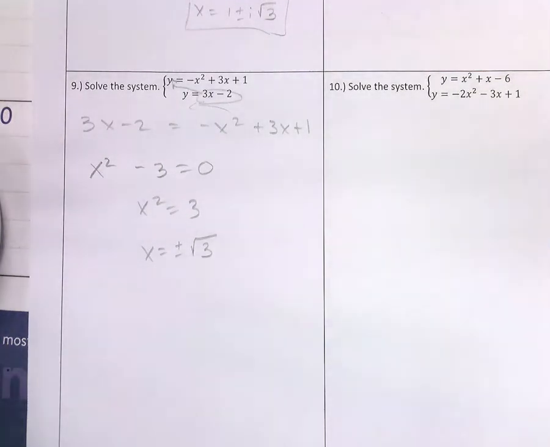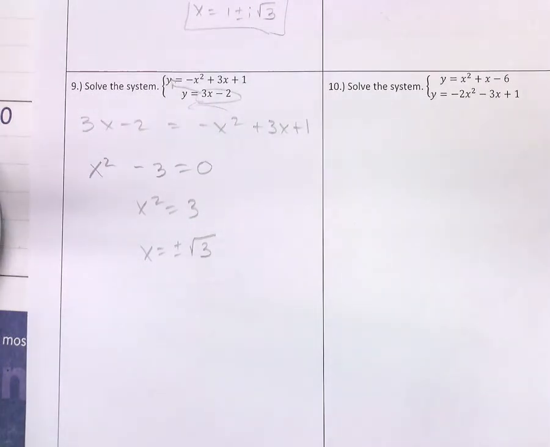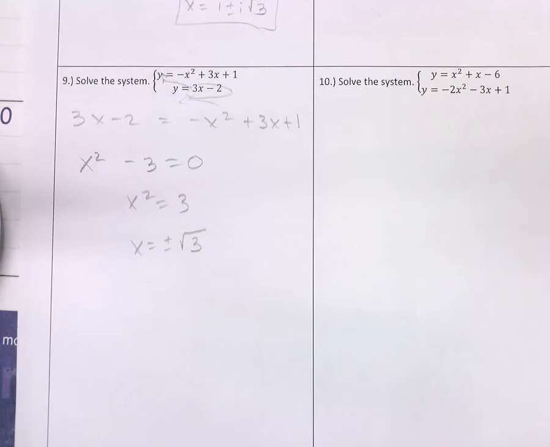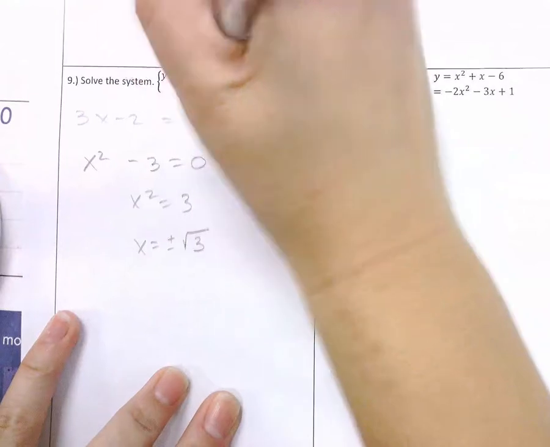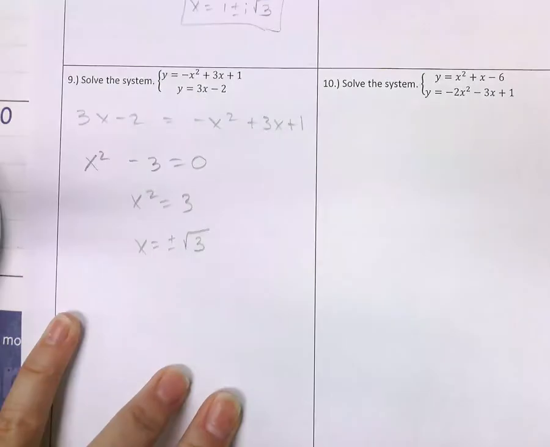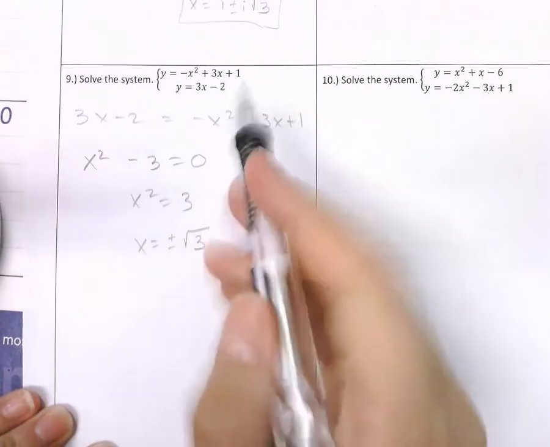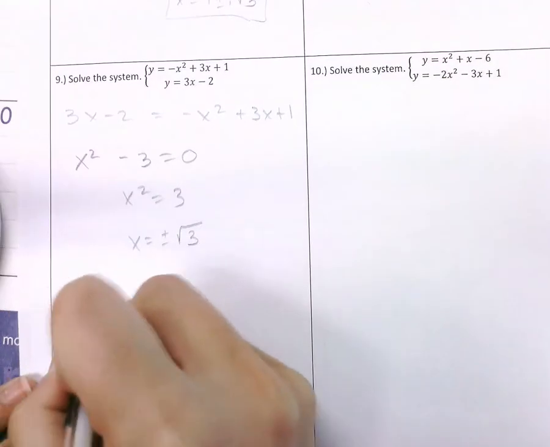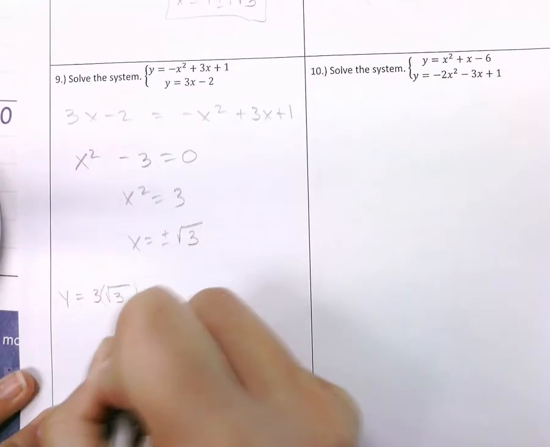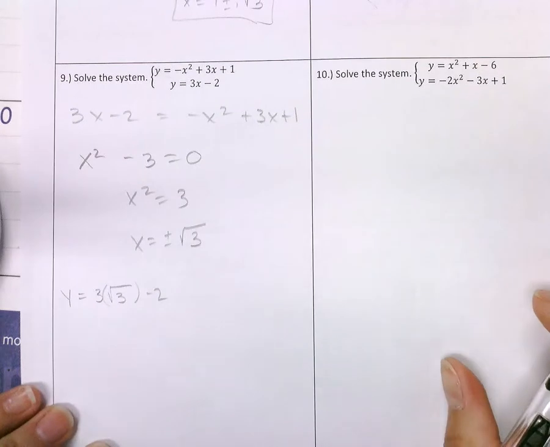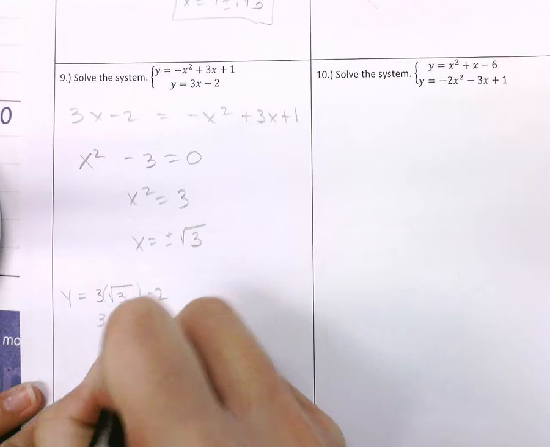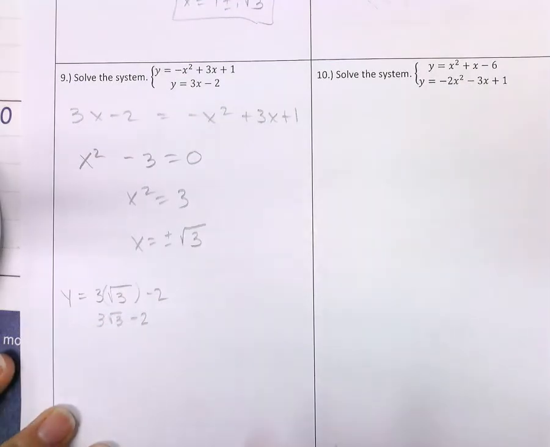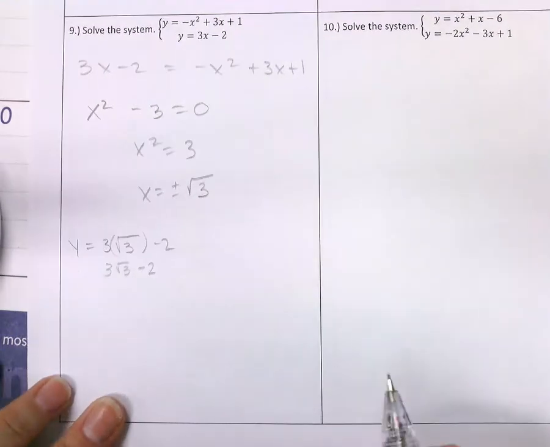Could you do like x minus 3 and then x plus 3? After you find your x's, you're going to plug those back in to find the y's. There's typically one equation that's easier to do that with. So in this example, it's easier to plug them into the second equation. When you plug the square root of 3 in, you just get 3 root 3 minus 2. I can't really do anything with that except simplify.